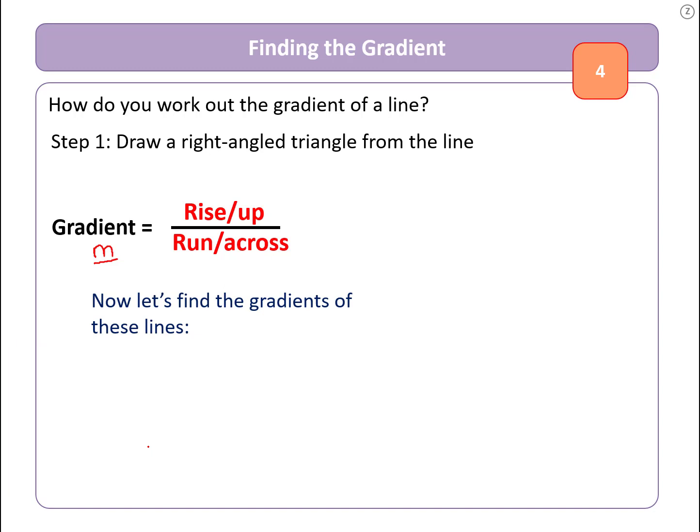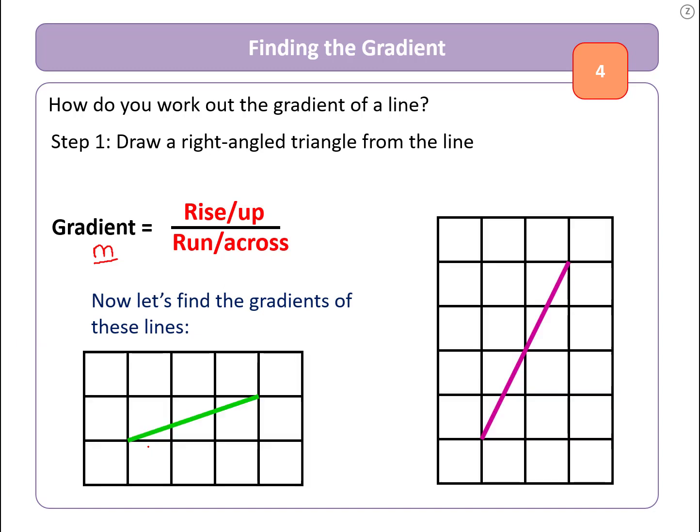Now let's find the gradients of these lines. So the rise, or how we call it, the rise versus the run, or up and across. So see how many squares up that is? That's 1. And 3 across. So that gradient, using that formula, is 1 over 3, or a third.